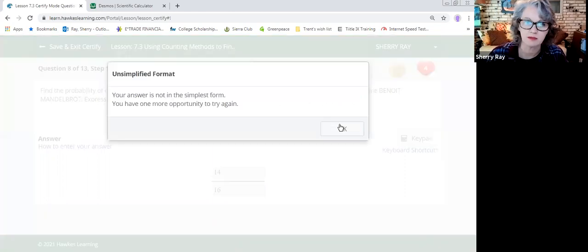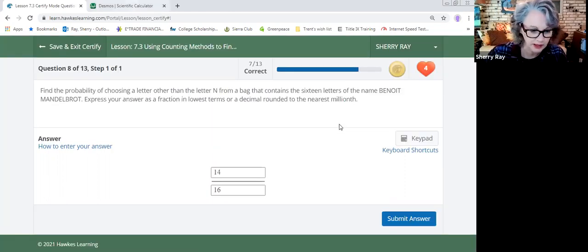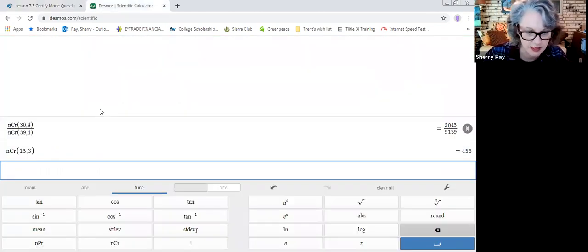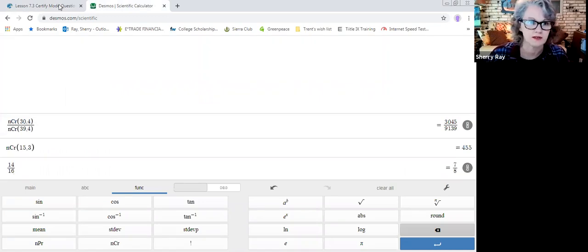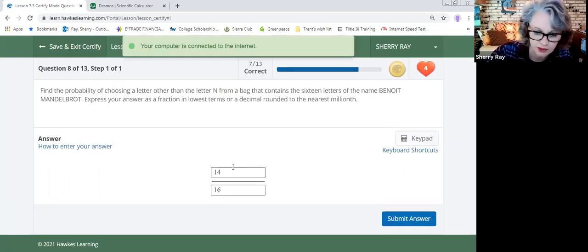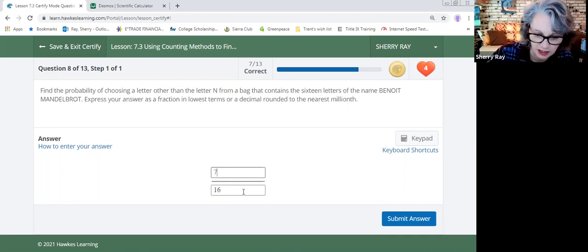Okay, so I'm going to just go to my calculator. And if I type in 14 divided by 16, I can move over here on the side, and that converts to 7/8. So I'm going to convert that to 7 divided by 8.